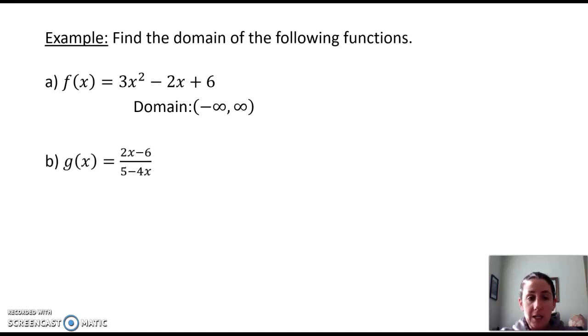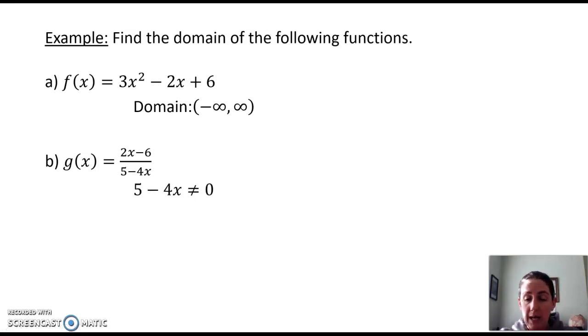Now for b, g of x equals 2x minus 6 over 5 minus 4x. Are we in fear of breaking one of our two rules? And the answer is yes, because we have a variable in the denominator, we need to make sure we don't plug in a variable that makes this whole thing 0.